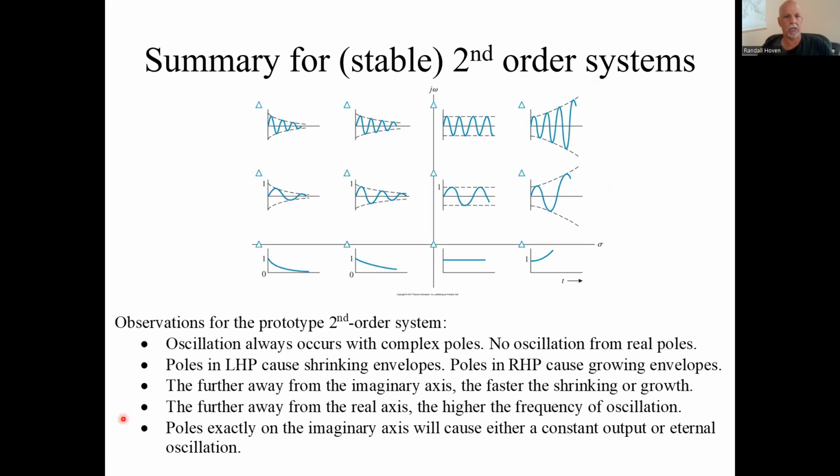I think this says everything I just said. If you have complex poles, you're going to get oscillation. If you have no complex poles, no oscillation. Poles in the left half plane, shrinking envelopes. Poles in the right half plane, growing exponential envelopes. Further away from the imaginary axis, the faster the shrinking or the growing. Further away from the real axis, the higher the frequency of that oscillation. And poles exactly on the imaginary axis cause either a constant or eternal oscillation.